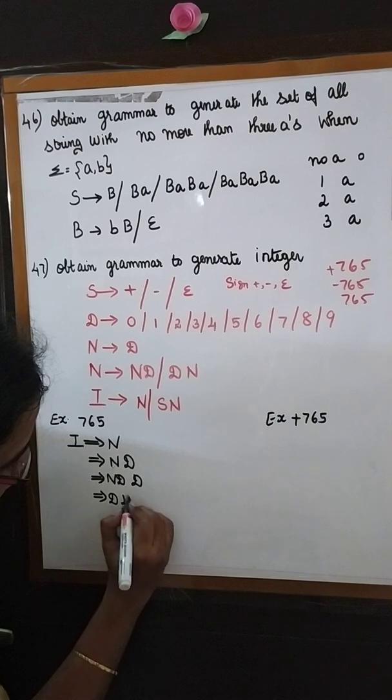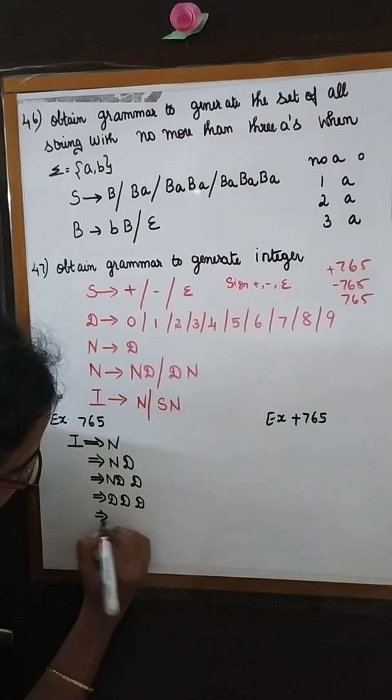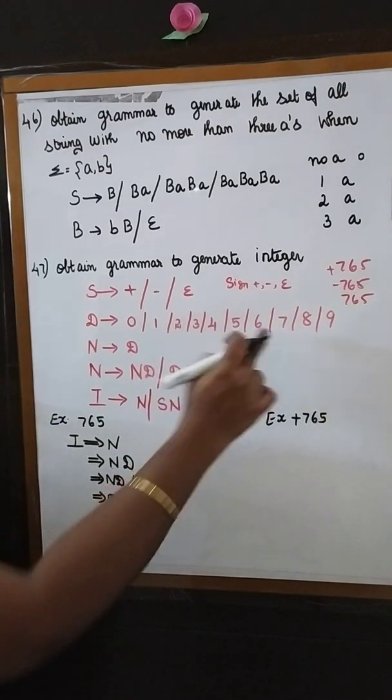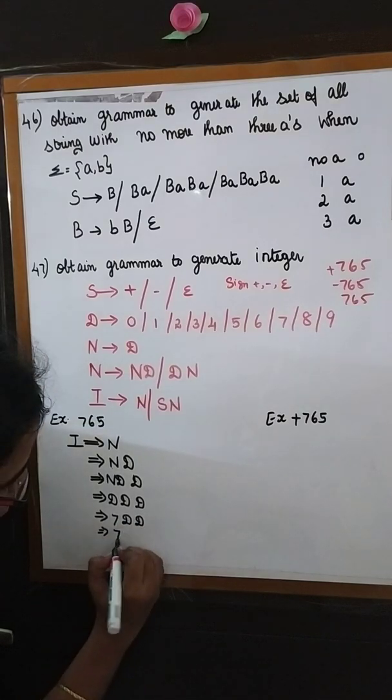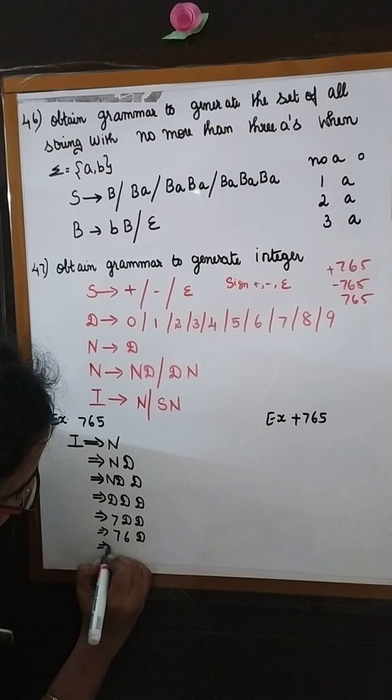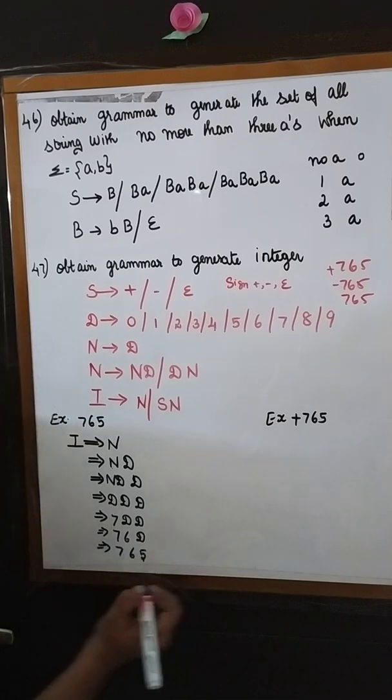For this D, I am going to substitute 7. For the next D, I am going to substitute 6. And for the next D, I am going to substitute 5.